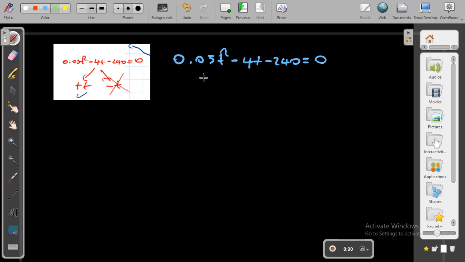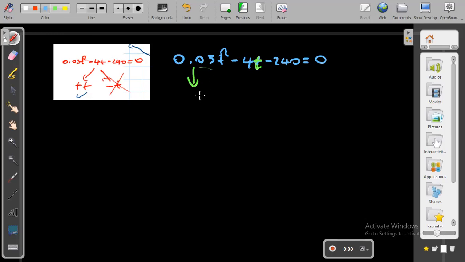Now this looks very weird because of the decimal numbers. If you use your calculator, you can do it, no problem. But the problem is you don't have access to a calculator in the exam. So how to do it? You have to make it a whole number. So how can you make it a whole number?